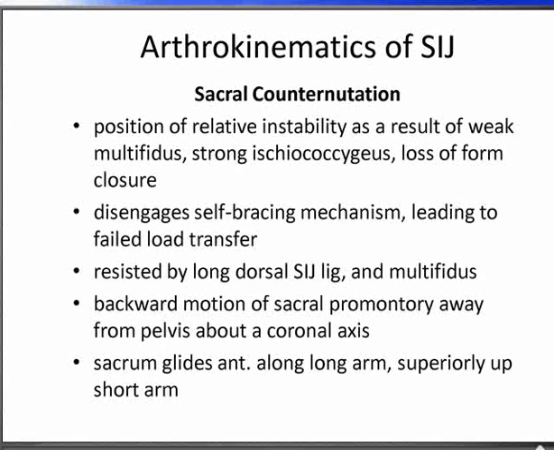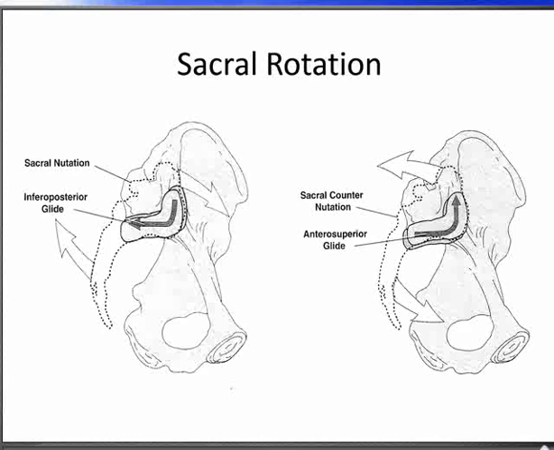Backward motion of the sacral promontory away from the pelvis about a coronal axis is what we consider to be sacral counternutation. So if you look at sacral counternutation now, looking at the sacrum moving on the ilium, it will glide anteriorly along the long arm and superiorly up the short arm. That's sacral counternutation, superiorly along the short arm and anteriorly along the long arm. And this gives you a visual of the sacrum moving into nutation, first picture on the left. So again, inferior posterior glide versus sacral counternutation, picture on the right, looking at anterior superior glide at the SI joint surface.